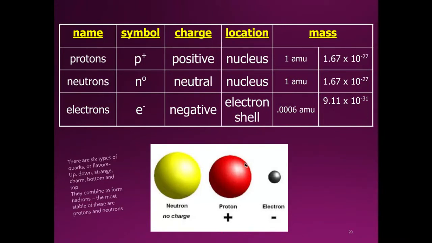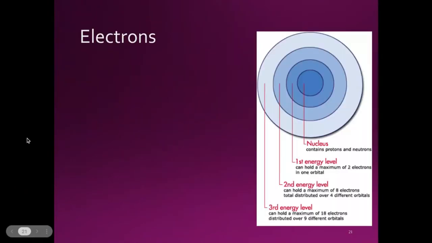So what you really need to know is that neutrons and protons have the same size. Protons are positive, neutrons are neutral, and electrons are a fraction of the size of these guys, and they have a negative charge. Now, what makes up protons, neutrons, and electrons? Well, we're not really for sure, but scientists are fairly certain that they are made up of what we call quarks or flavors. And we have different types. There's up, down, strange, charm, bottom, and top, and they combine to form hadrons. The most stable of these hadrons are the protons and the neutrons.